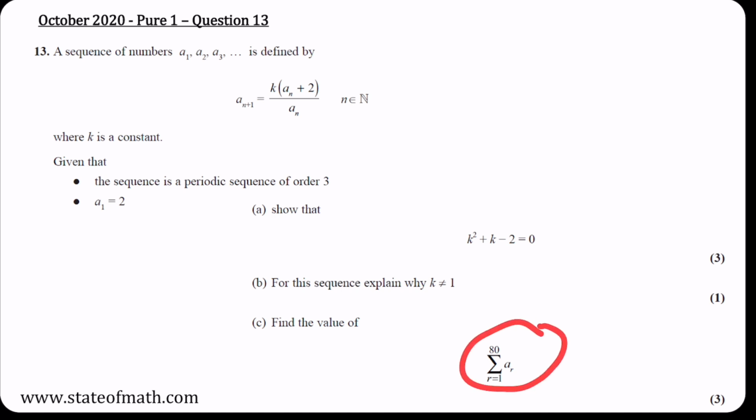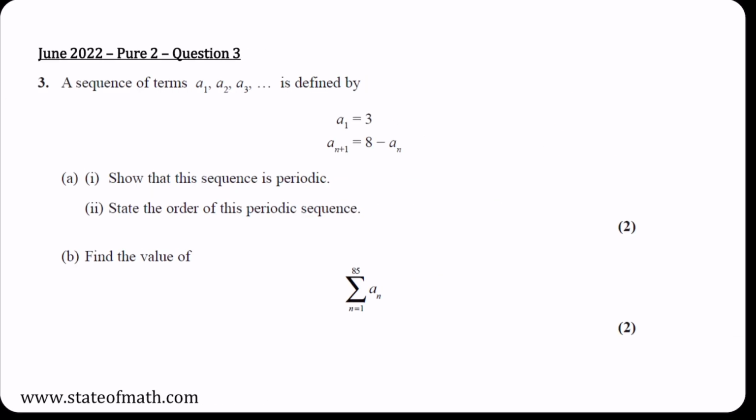So we need to be familiar with the terms order or period of a sequence, how to use recurrence relationships, how to employ them into summation formulae. Another example is from June 2022. Again, we had to show that this was a periodic sequence, and we had to find the value of the summation of the first 85 terms of this sequence.